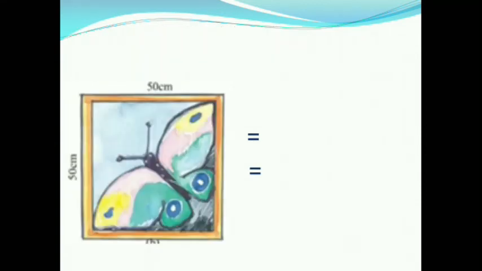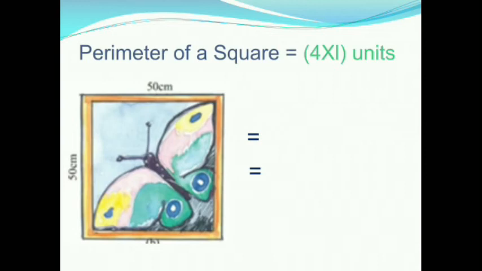Children, look at this picture. How does it look? Yes, it looks like a square. How are all sides in a square? All sides are equal. Remember children, what formula we should use to find the perimeter of a square? Yes, perimeter of a square is equals to 4 into L units.